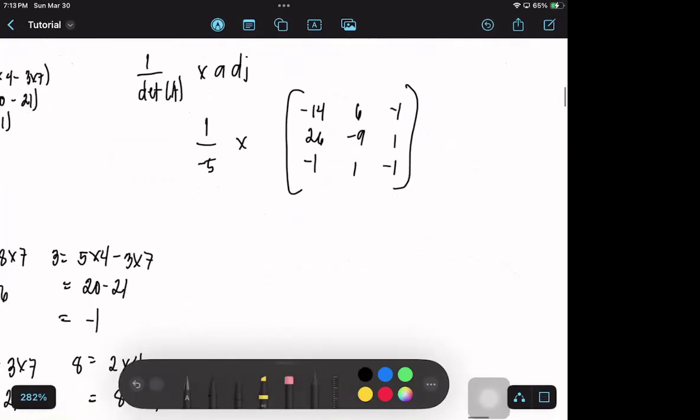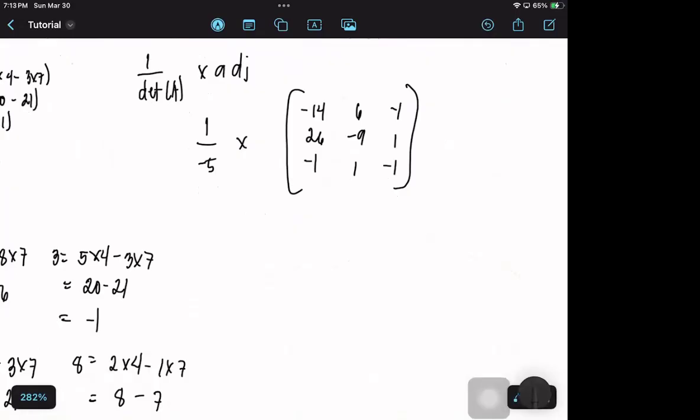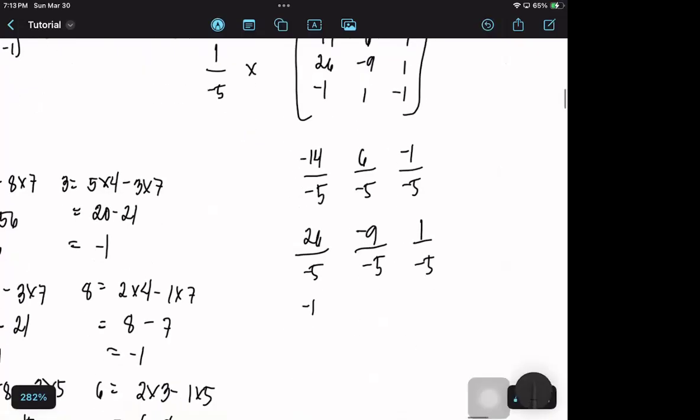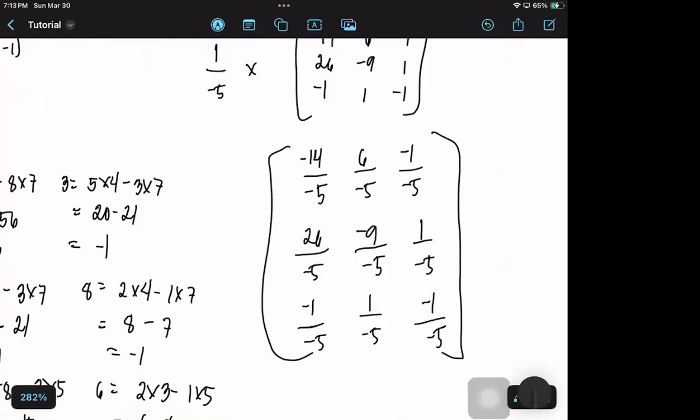So for this one right now, what will happen is it will become negative 14 over negative 5. Distribute everything: negative 5, negative 1, negative 5. So 26, negative 5, then negative 9, negative 5, then positive 1, negative 5, negative 1, negative 5, then 1, negative 5, then negative 1, negative 5. So this is your result for the transpose of A, getting the inverse of that.